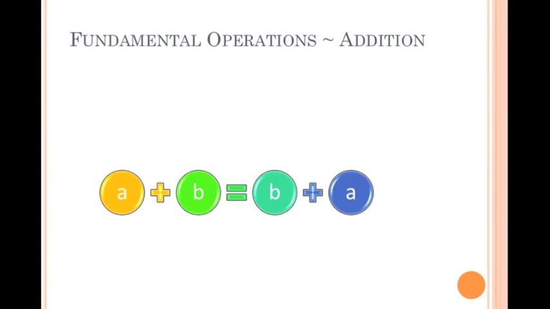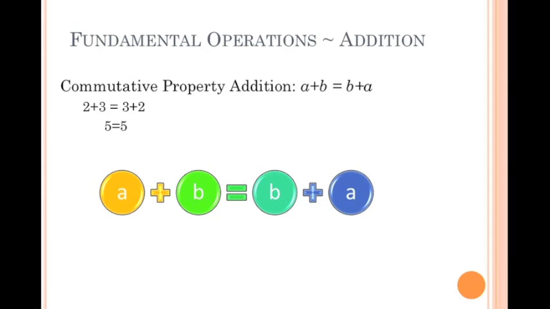The properties of addition with real numbers are the commutative and associative property. The commutative property states that if a and b represent 2 real numbers, then a plus b equals b plus a. So 2 plus 3 is the same as 3 plus 2. They both equal 5.